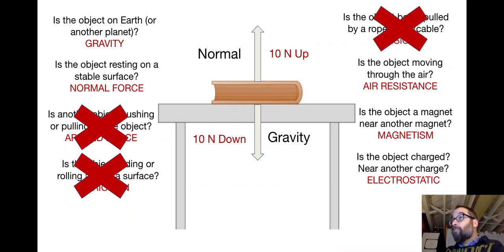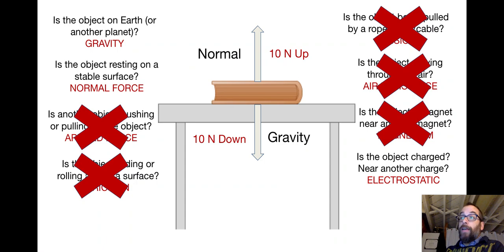Is the object moving through the air? Nope, no air resistance. Is the object a magnet near another magnet? Nope, it's a book. No magnetism. And does the object have an electric charge near another source of charge? Nope. So there's no electrostatic force. So by asking ourselves those 8 questions, we can figure out that this book is experiencing 2 forces: the normal force from the table pushing up, and the gravitational force from Earth's gravitational field pulling the book down.